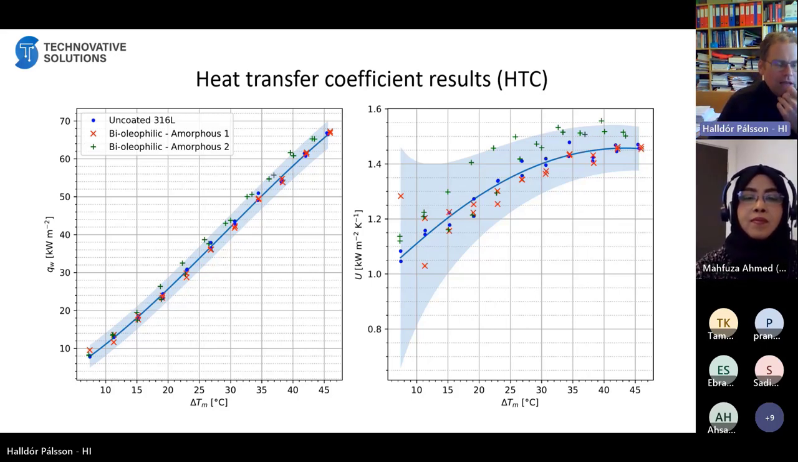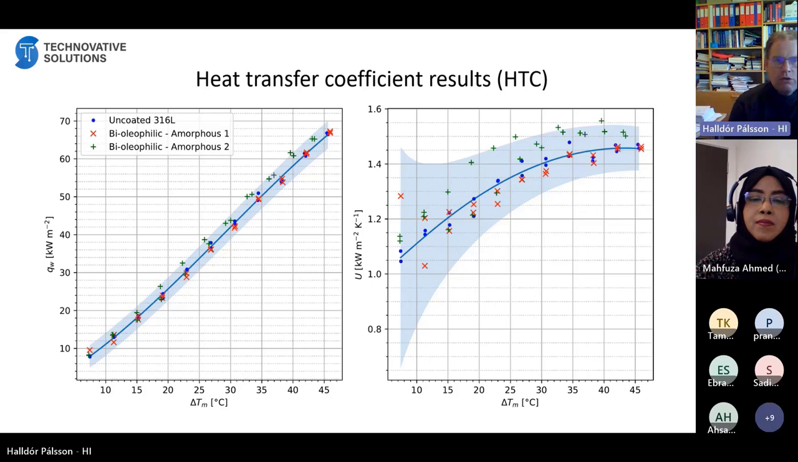And the blue line that you see here is an average value for the uncoated samples, accompanied by this shaded area, which is the 95% confidence interval of the measurements. And we can see here that the actual measurements for the uncoated sample fit very well to the line. But what can also be seen is that when we compare this to two coated samples, one is coated with this bioleophilic coating that was used in the bubble capturing work.